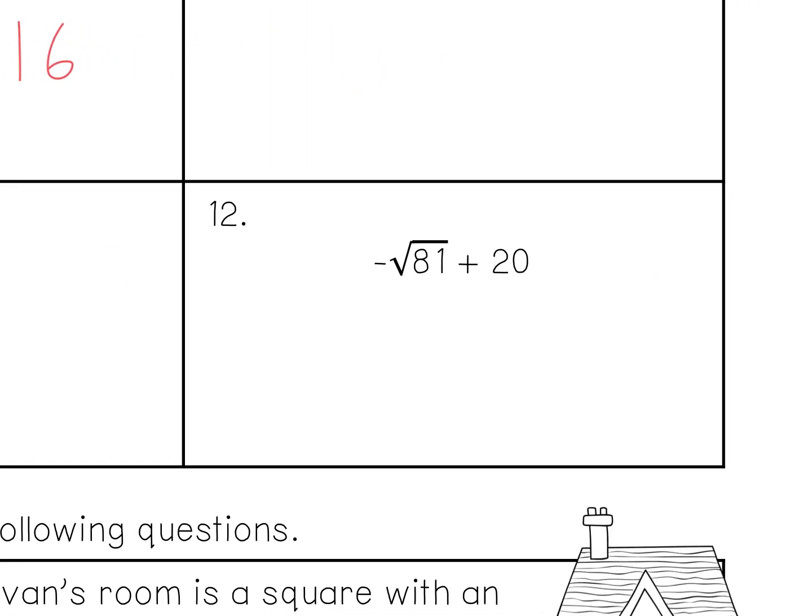Okay, the square root of 81 is 9, but we have a negative. Plus 20 is 11.